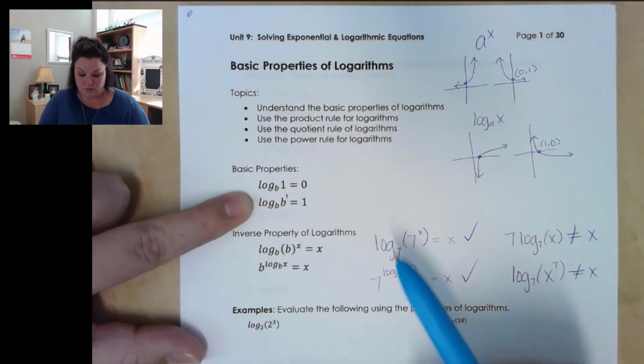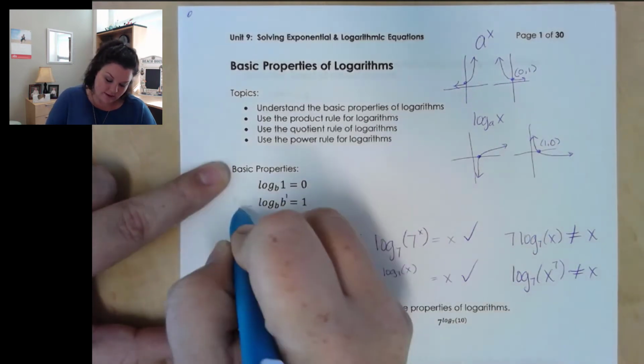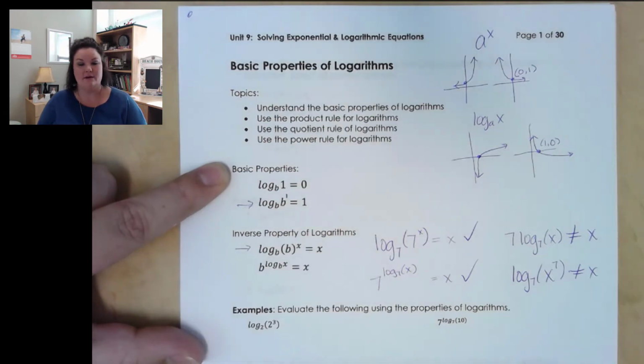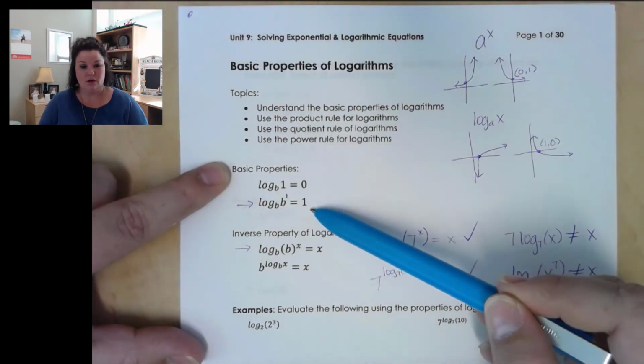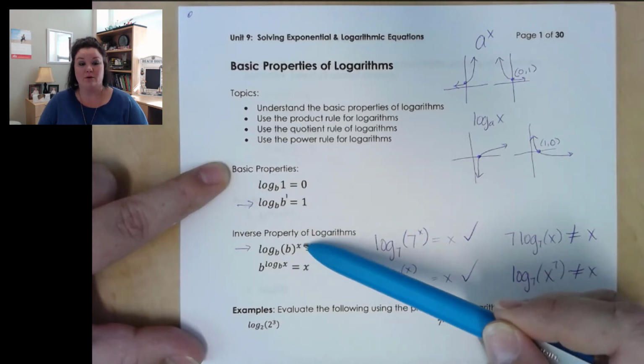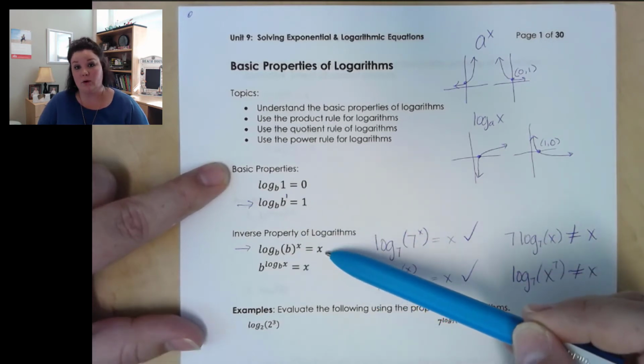Okay, so this rule and this rule are basically the same. The only difference is this is just b to the first power, which means it'll be equal to 1. This is b to some other power, which means it would just be equal to whatever that other power is.